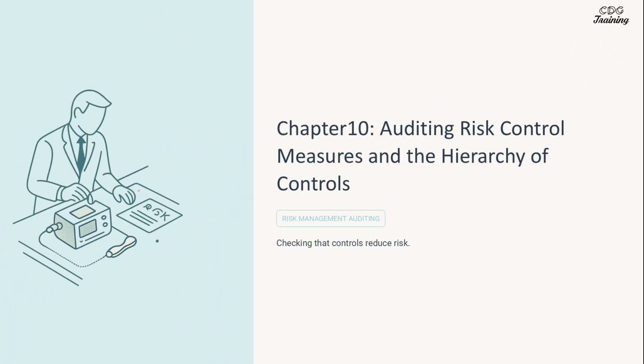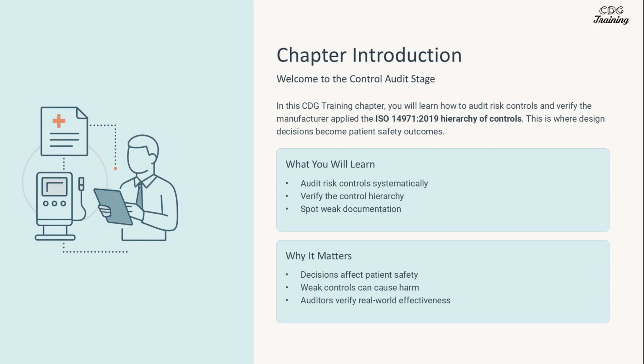Welcome to Chapter 10, where we delve into auditing risk control measures and understanding the hierarchy of controls. This chapter is crucial for ensuring that controls effectively reduce risk. In this introduction, you'll learn how to audit risk controls, verify the control hierarchy, and identify weak documentation. These skills are vital for improving patient safety outcomes.